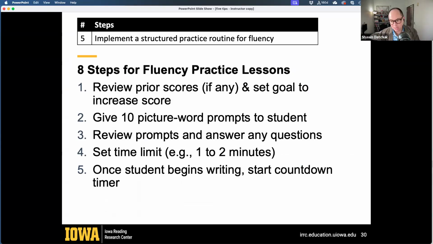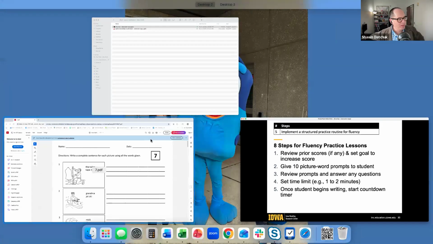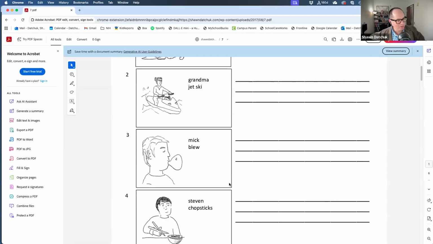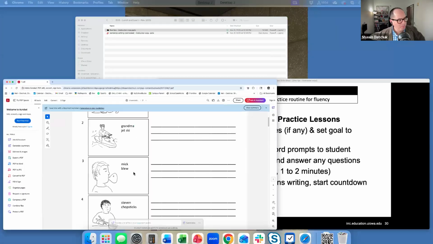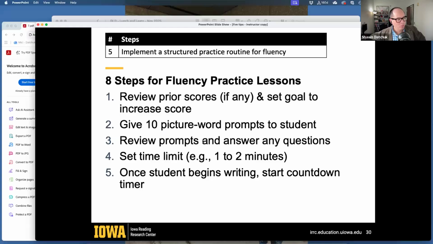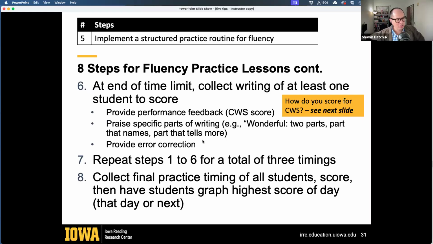So you set a time limit. Let's say it's 1 minute. So you're going to have 1 minute to try to write as many complete sentences as you can. Remember our lessons. You need to name someone or something, tell more, capital letter at the beginning, end punctuation mark. And then once students start writing, you can start the countdown timer. Students will get down maybe to the first couple. And then after that, when the timing ends, you can collect one of the students' timings.